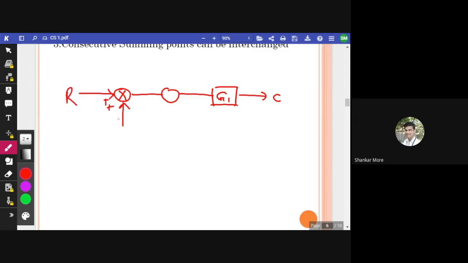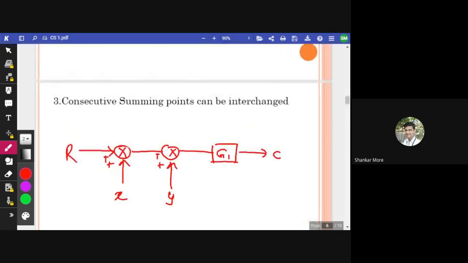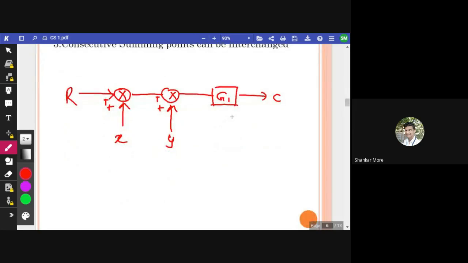We have a summing point here. The input is X, here the input is Y. These are consecutive summing points, and there is no node element or anything between them. Nothing in between them. So in such cases, we can interchange them. How can we interchange them? I can redraw this diagram as: this summing point becomes Y, and this is X.